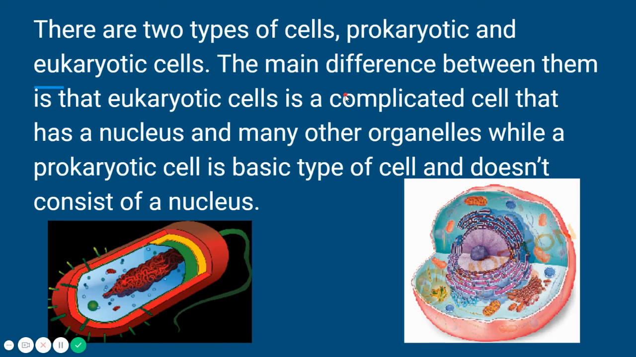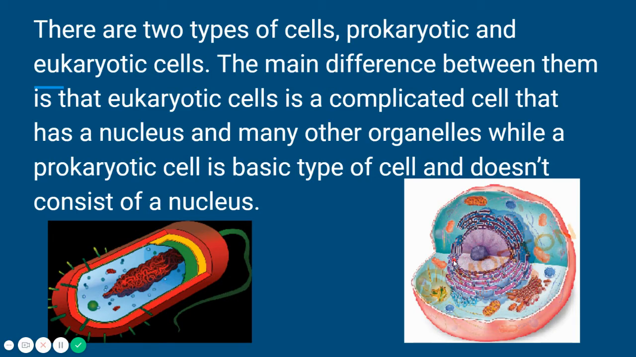So there are 2 types of cells. Over here in the bottom left corner, I have a prokaryotic cell, and on the bottom right corner, I have the eukaryotic cell. The main difference between them is that the eukaryotic cell, this big one in the bottom right corner, is a complicated cell, which has a nucleus, which is this thing that I am going over in red, and many other organelles. So what is an organelle?